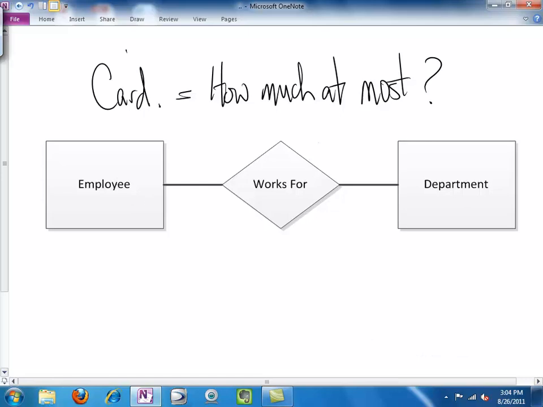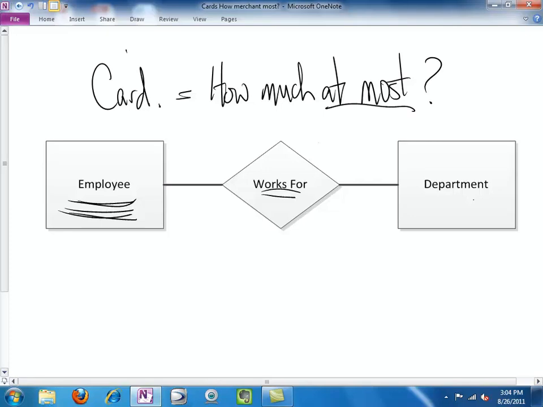So here's how we do it. Always start with the singular. And we could start right to left, or we could start left to right. Let's start left to right, though, because it's a little more natural. For a given instance of an employee, can work for, at most, how many departments? And that's a business rule.